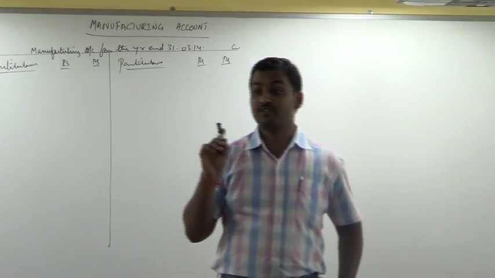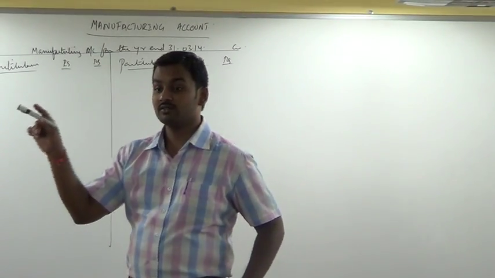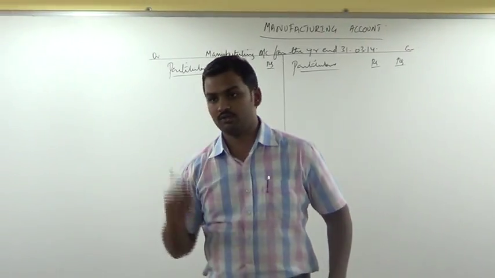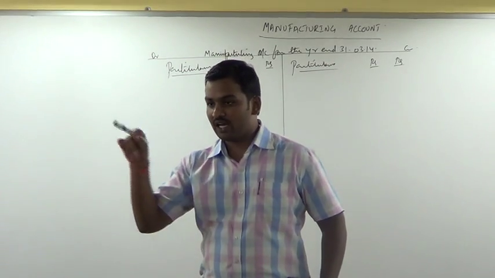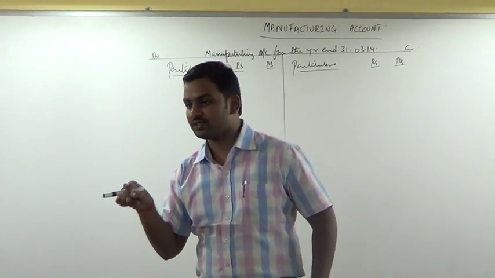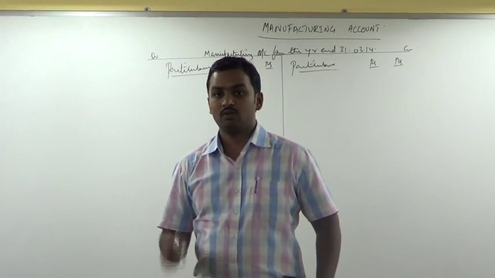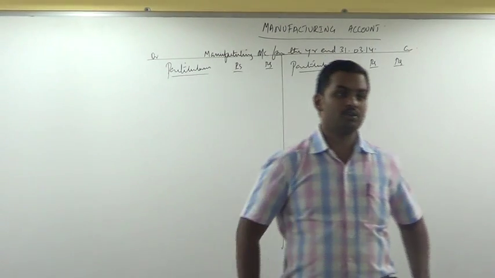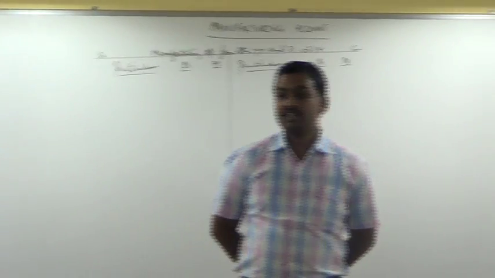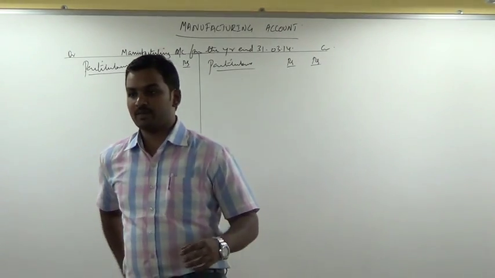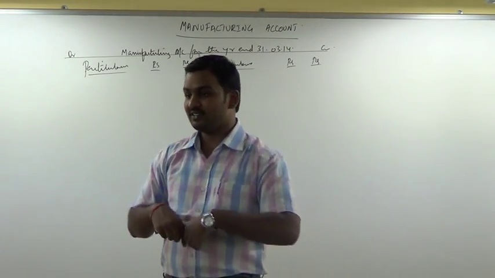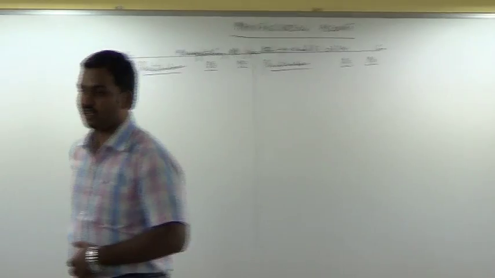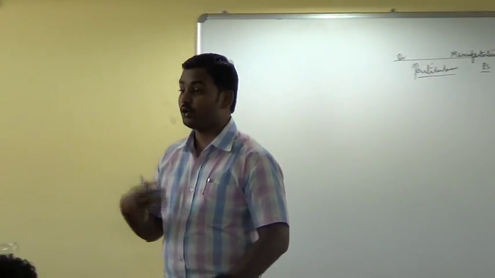Gross profit is the difference between sales and cost of goods sold. Sales and cost of goods sold, the difference is called gross profit. Now, how do you calculate cost of goods sold? In the case of a trader, a person who buys and sells goods, he is called a trader. So in the case of a trader, how do you calculate cost of goods sold?